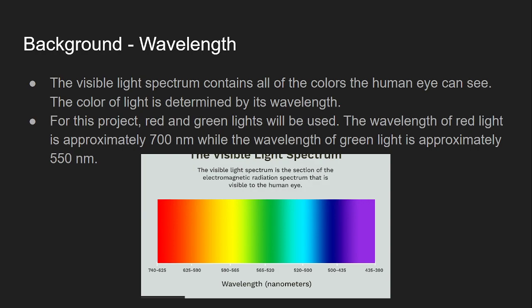Before we get into our project, you need a little background on wavelength and diffraction. Wavelength is most easily explained in relation to the visible spectrum of light. There are many different wavelengths of light, and each one corresponds to a different color. For this project, we used red and green light, which have wavelengths of 700 and 550 nm, respectively.